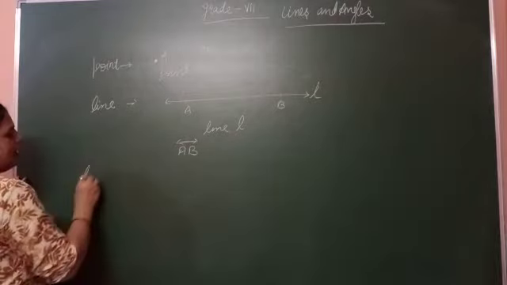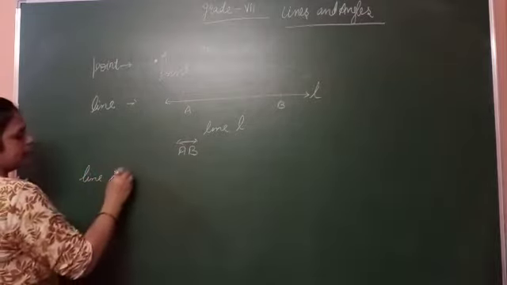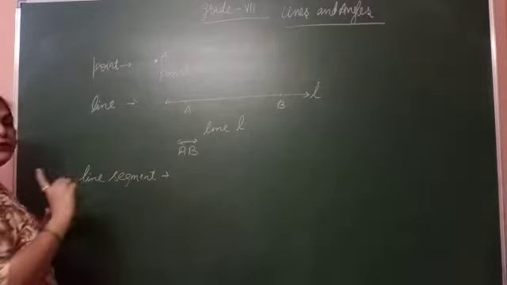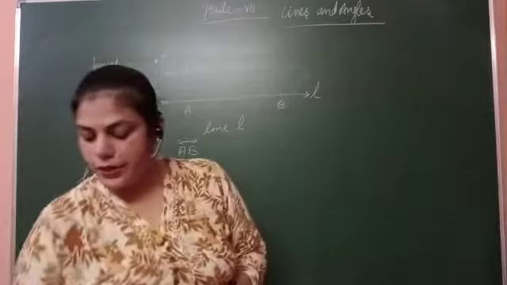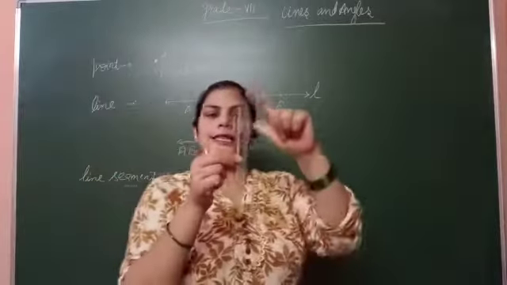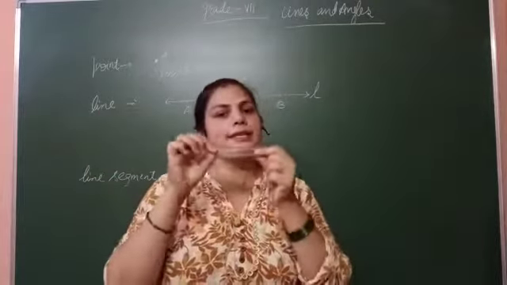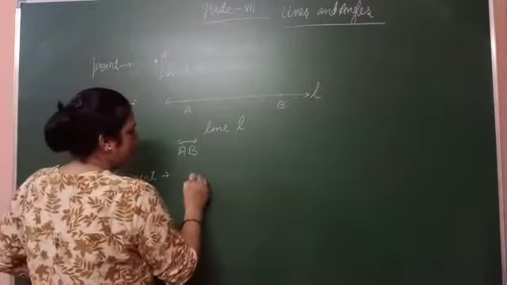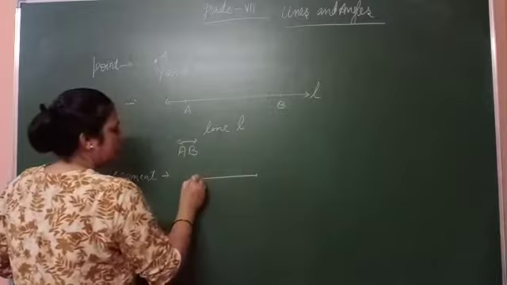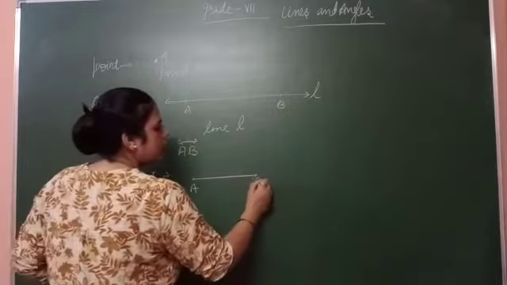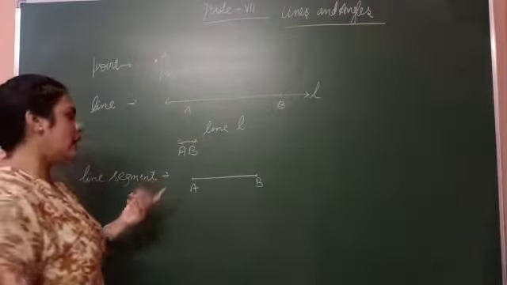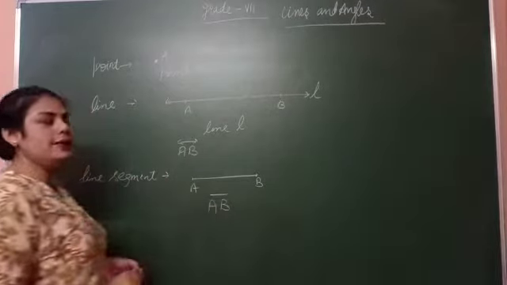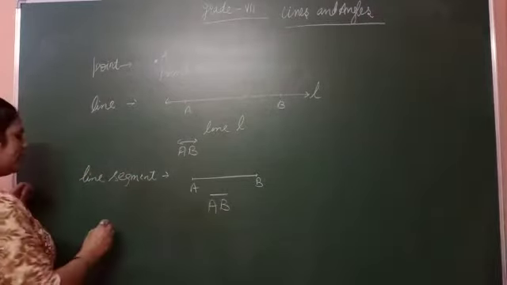Next is line segment. A line segment has a fixed length, like a ruler, whose length is fixed. This is a line segment. It is a part of a line, and it has fixed length. That means it has 2 end points. It can be written as AB, fixed length. 2 end points it has.